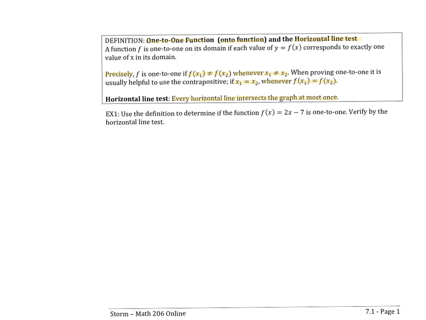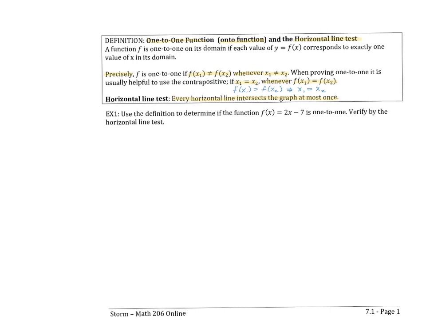Okay, so what that means is that if the y values are the same, then the x values have to be the same. So in example 1, we have this function 2x minus 7, and we want to use this definition to verify that the function is one-to-one.